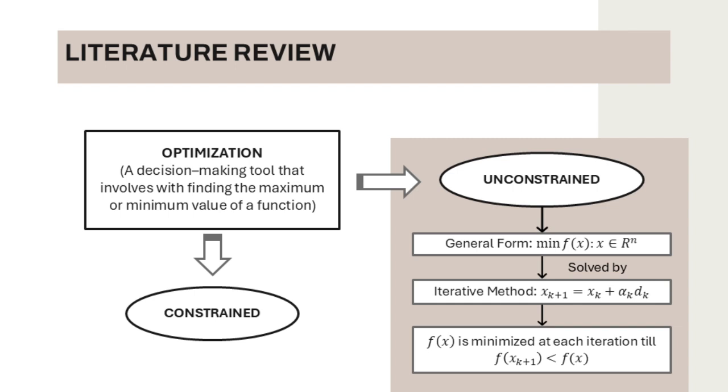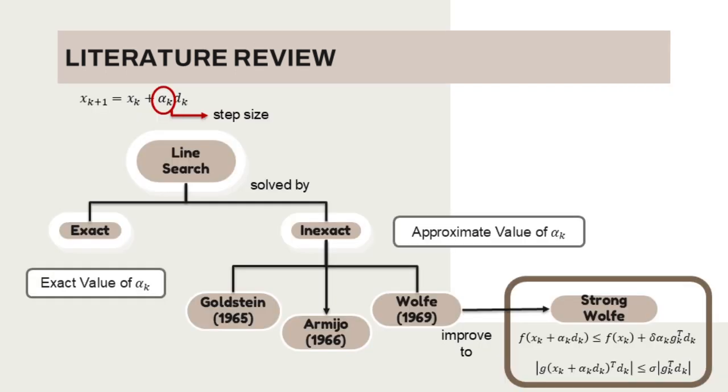It can be solved by using an iterative method, whose formula is x_{k+1} = x_k + alpha_k d_k. f(x) is minimized at each iteration until f(x_{k+1}) is less than f(x_k). In optimization, alpha_k represents the step size, which is determined through a line search process. There are two main types of line search: exact line search, where the value of alpha_k is computed precisely, and inexact line search, where alpha_k is estimated through approximation techniques.